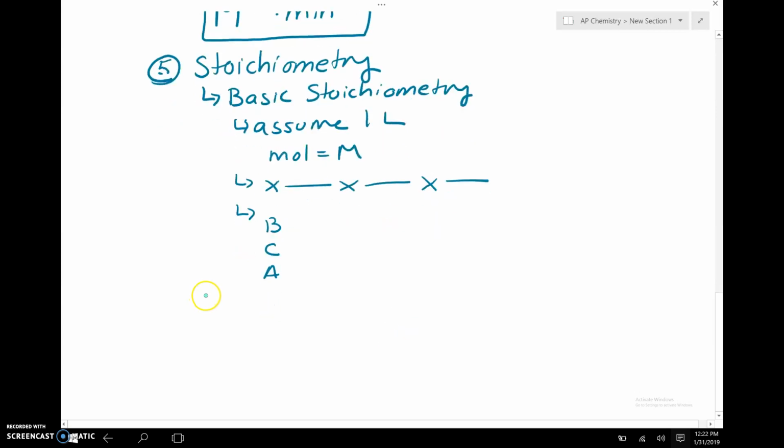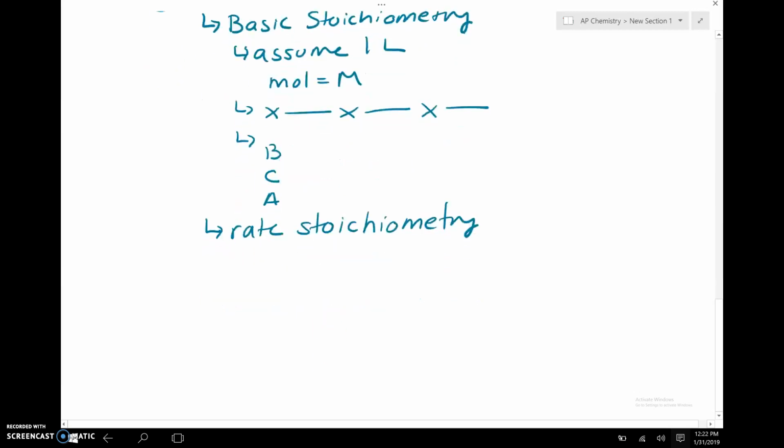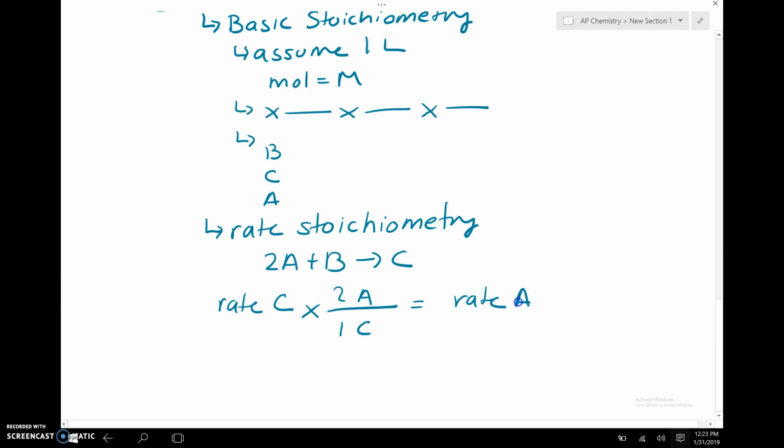The second type of stoichiometry problem that they ask us about is a rate stoichiometry. What I mean by that is when they give us something like, here's a reaction, and the data table that they provided gives us all the rates with respect to C. But this problem asks me for what the rate is with respect to A. So you're going to just take your rate with respect to C that was provided, and use the mole to mole ratio to get the rate with respect to A.